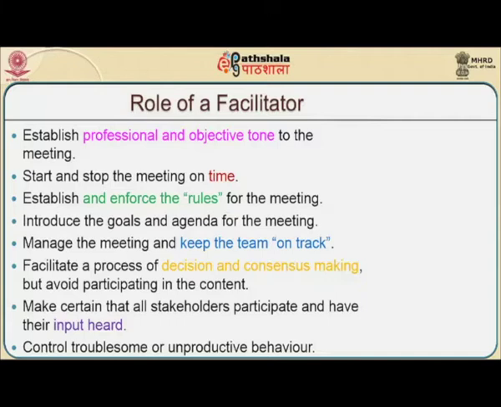The facilitator facilitates a process of decision making and consensus, but avoids participating in the content. Many a time he looks after only the successful end of the process, he takes decisions, but then unnecessarily he tries participating in the content because it might go in a different flow. The facilitator makes certain that all stakeholders participate and have their input heard. And the major responsibility of the facilitator is to control troublesome or unproductive behavior of the various participants.